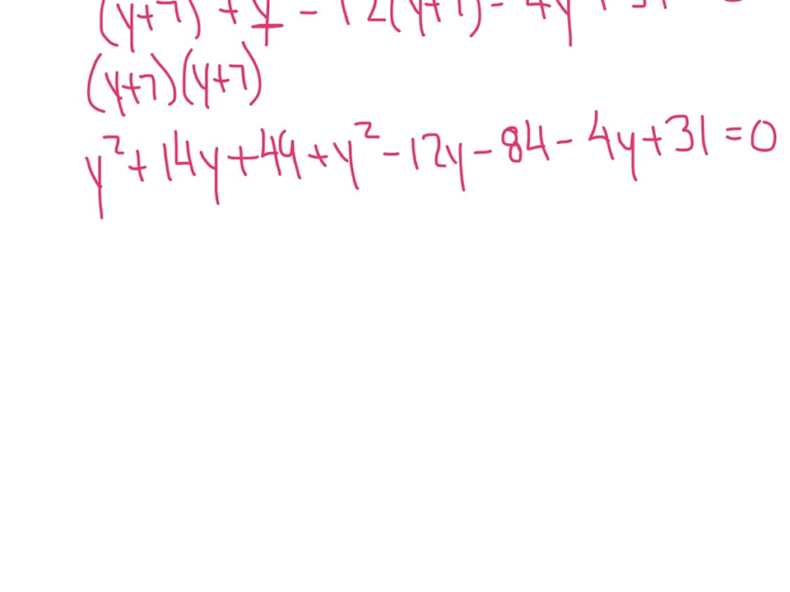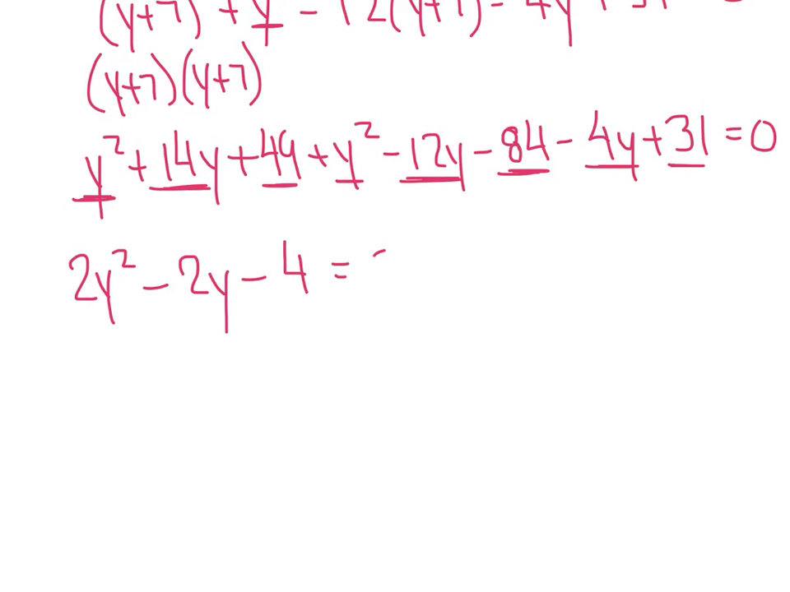For instance, if I combine y squared plus y squared, that gives me 2y squared. If I combine 14y with negative 12y, that gives me 2y. And if I subtract 4y from that, I've got negative 2y. And then last but not least, I want to combine my 49 with my negative 84 with my positive 31. And I think that gave me negative 4, and we're equal to 0.